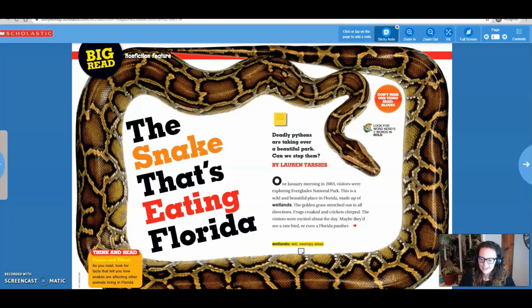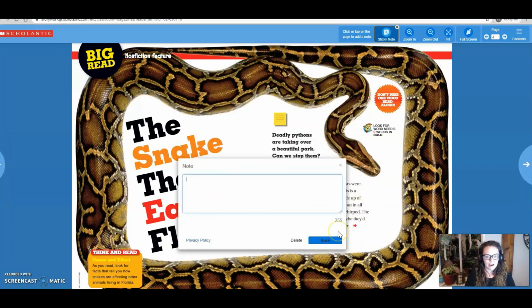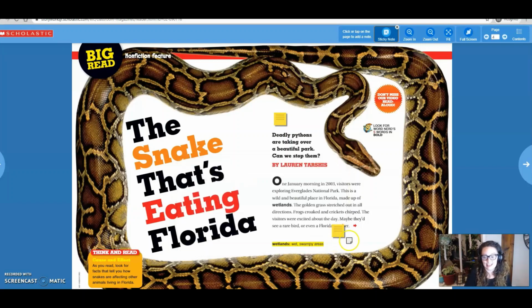The golden grass stretched out in all directions. Frogs croaked and crickets chirped. The visitors were excited about the day. Maybe they'd see a rare bird or even a Florida panther. Okay. I didn't know that Florida had panthers. That's pretty cool. I'm saving that thinking.